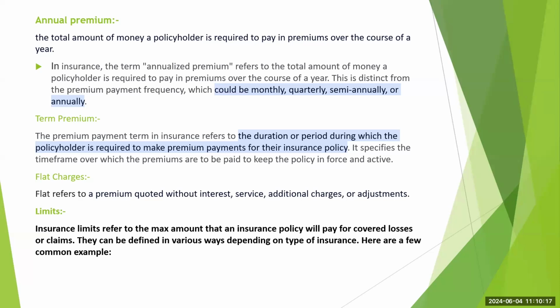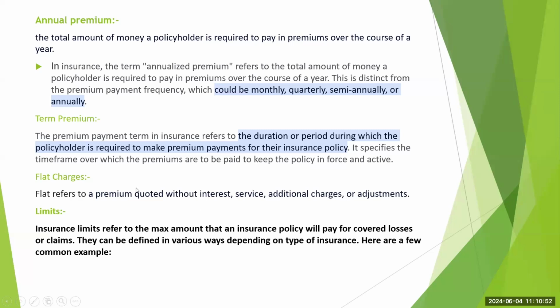Now 1 year has been completed, and the user wants to renew the insurance policy in order to continue taking the insurance. So when he renews, it may be for 1 month or 2 months or 6 months. The premium for that 1 month or 6 months is called the term premium, which needs to be paid by the policyholder.